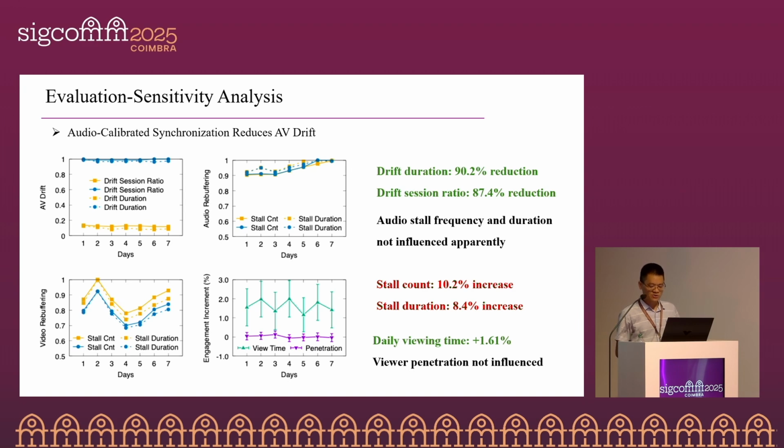So despite this trade-off, the daily viewing time is still improved by more than 1.6%. So this also aligns with our previous analysis. In our WebRTC-based stack, where baseline stalls are already low, AV synchronization becomes a key factor for improving viewing time.